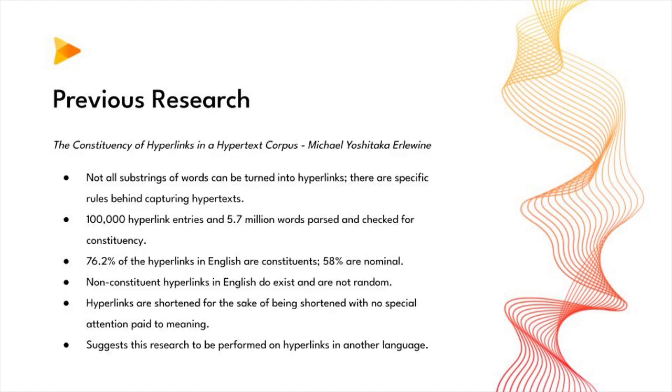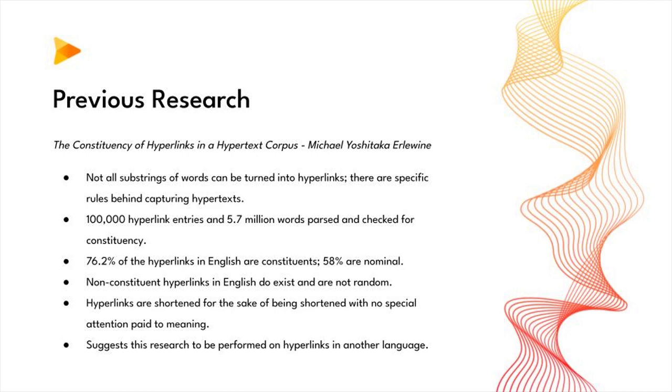Several studies in linguistics that touch on the topic of hypertext have been conducted, but not many analyze their syntactic structure. One interesting project which inspired my research is the constituency of hyperlinks in a hypertext corpus by Michael Erlewine. Prior to this research, Erlewine's observations were that not all substrings of words can be turned into hyperlinks, and that there are specific rules behind capturing hypertext.